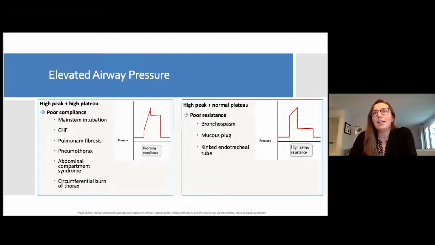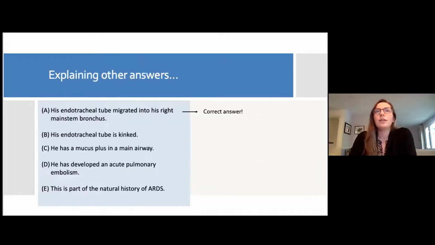would indicate that that peak pressure was being driven higher by the resistance. And then we would be thinking about causes of poor resistance, like bronchospasm, mucus plugs, and kinked endotracheal tubes. So if we look at the questions again, the first answer, A, is correct, because as we know, that would cause both an elevated peak airway pressure and an elevated plateau pressure.